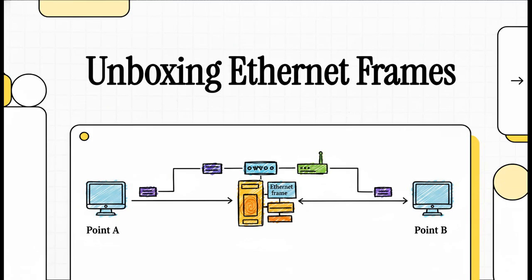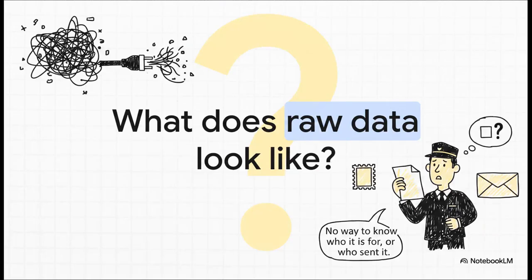All right, let's jump straight into this explainer. We're going to tackle a really fundamental question about how data actually moves across a network. I mean, we talk a lot about switches and routers and cables, right? But what is the actual vehicle carrying your information from point A to point B on a local network? Let's find out. Think about it for a second.